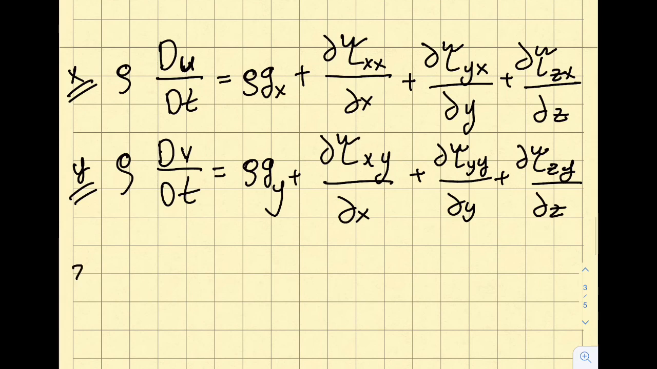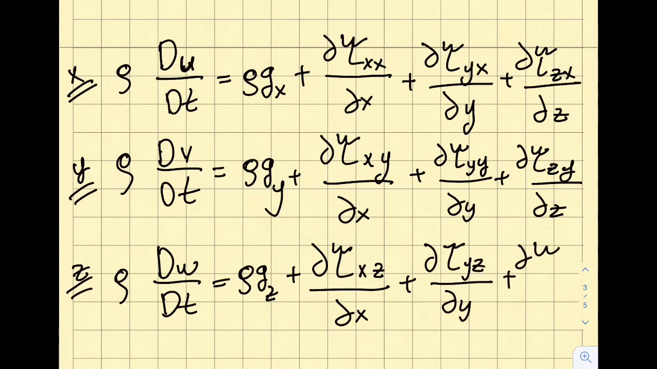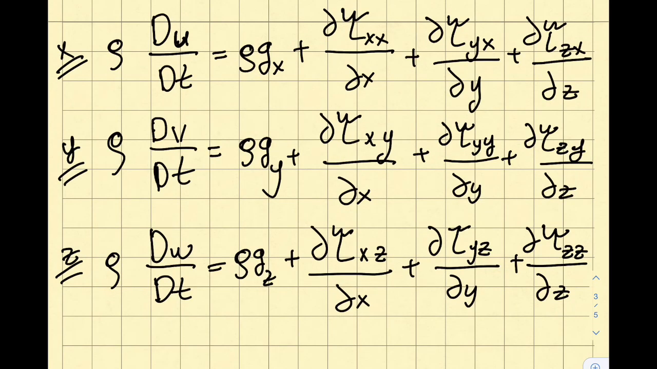Again, if I do the analysis for the third one, I'm going to have rho times dw dt equal to rho gz plus del tau xz del x plus del tau yz del y plus del tau zz del z. Okay, we obtained these conservation of momentum equations in differential form. The only part that we didn't really address so far is these acceleration terms in the x, in the y, and in the z directions, okay?